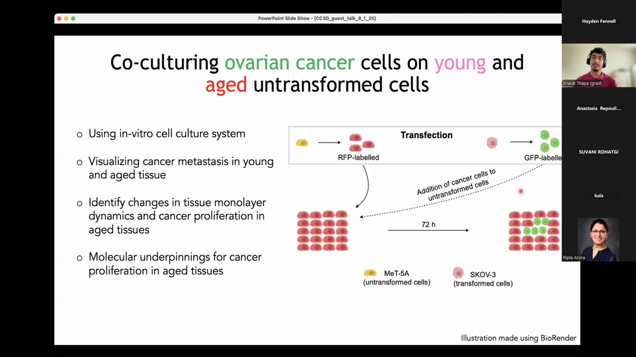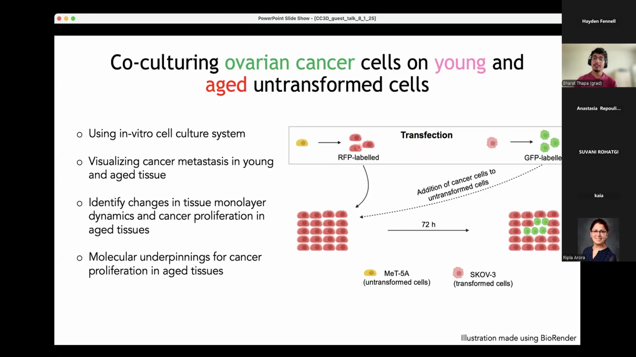To observe this, I started with an in vitro cell culture model, where we had the mesothelial cells, the MET5A. You might see these labels. Basically, these are the healthy cells which line the peritoneum and are the first defense against cancer when the cancer tries to metastasize. So these are the healthy cells of the tissue. And SKOV3, which are the cancer cells, are aggressive epithelial ovarian cancer. We transfected them so that we can visualize them. We made the MET5A cells RFP labeled and the cancer cells GFP labeled.